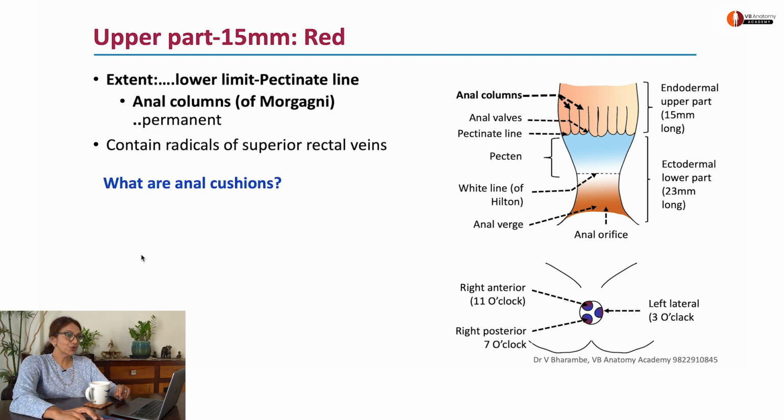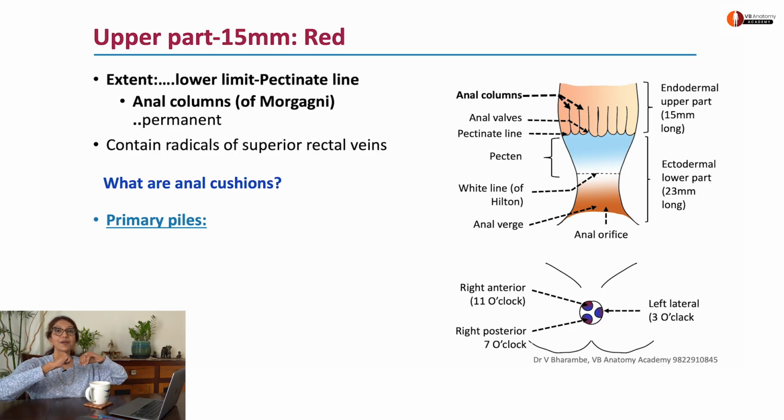What are anal cushions? These are parts of the mucosa containing a core of connective tissue with a lot of blood vessels, which come inwards and help in fecal continence. They form something like a seal. They're a very important part of the fecal continence mechanism.